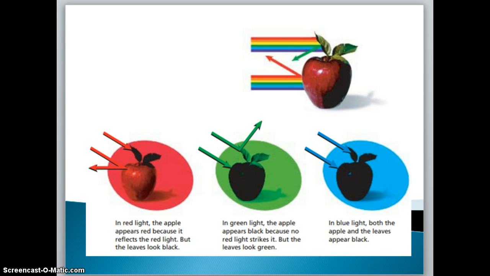If you used a green filter, the red apple is going to look black because green's being transmitted to the apple. It's trying to reflect the red light back and it can't. But the green is being reflected back, so the leaves still look green. If you were to use a blue filter, everything's going to look black because the red can't be reflected back and the green can't be reflected back, the blue is being reflected onto that object.